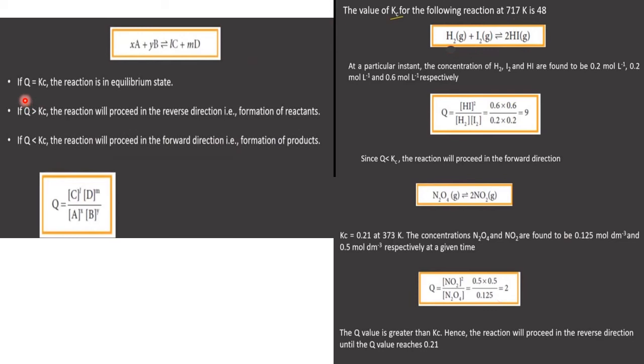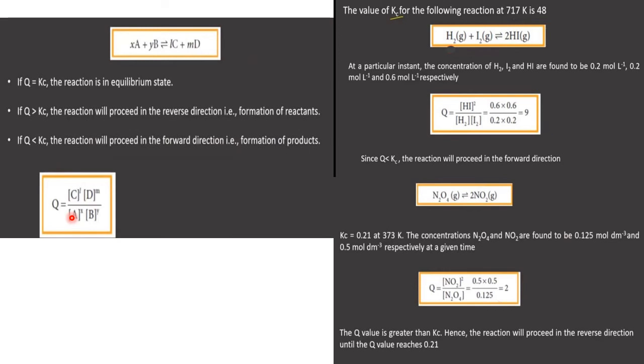Okay, so Q is equal to Kc, the reaction is in an equilibrium state. If both are equal, what can we say? Both reactions are in equilibrium state. Okay, so Qc greater than Kc means it will proceed in the reverse direction, formation of reactant. At the same time, Q less than Kc means the reaction will proceed in the forward direction. Forward reaction means formation of product.